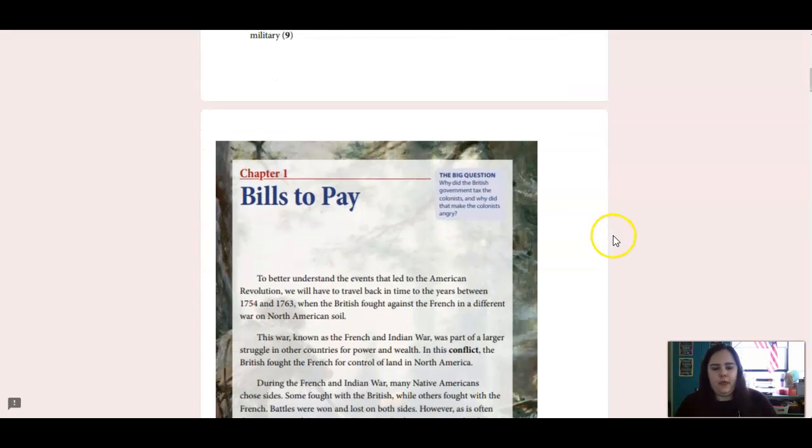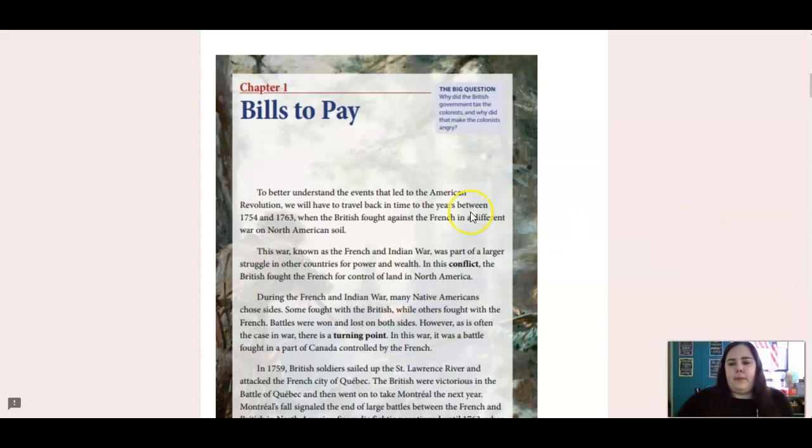So chapter 1 is called Bills to Pay, and our big question for this chapter is, why did the British government tax the colonists, and why did that make the colonists angry?